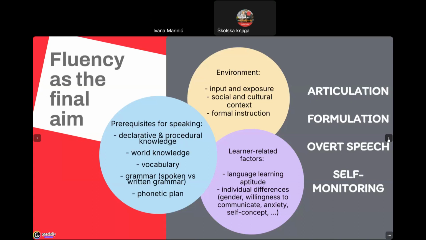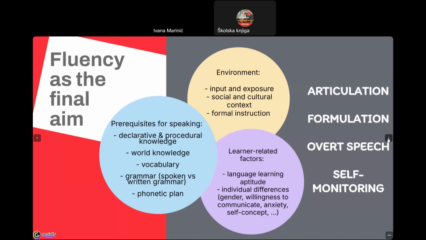You need a vocabulary for that. You need grammar. And there is this thing, spoken versus written grammar. You can read about it in the book. It's not really necessary here. And then, phonetic plan, or having actually the sounds of other languages ready at disposal for usage, etc. Those are prerequisites for speaking.